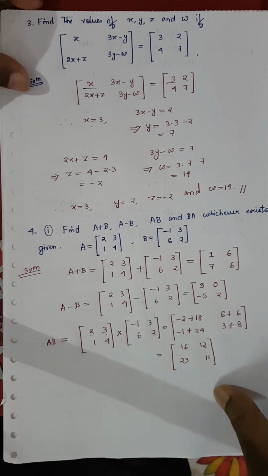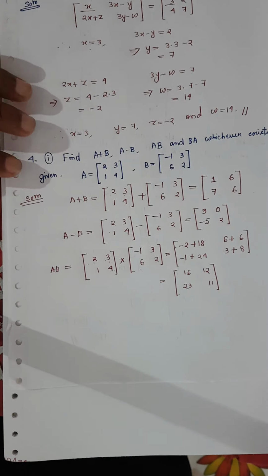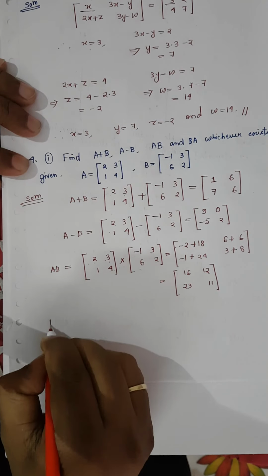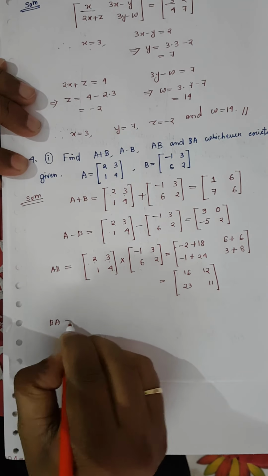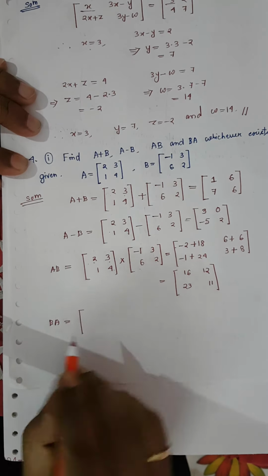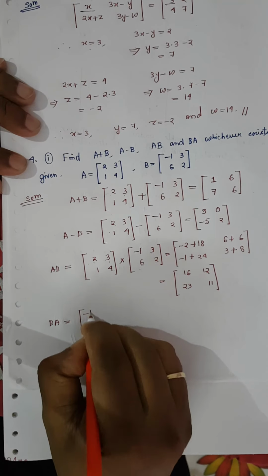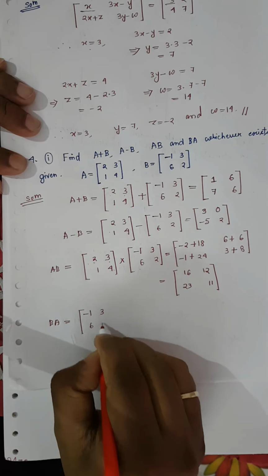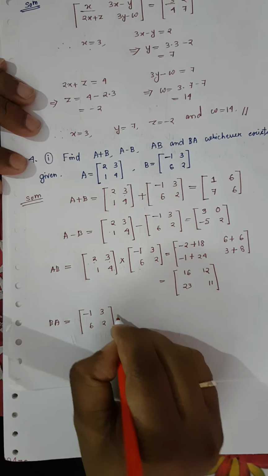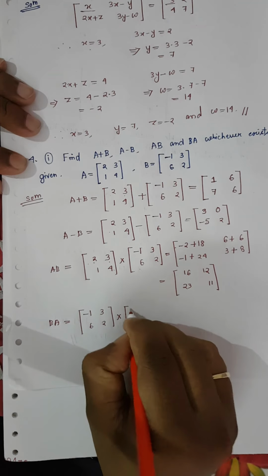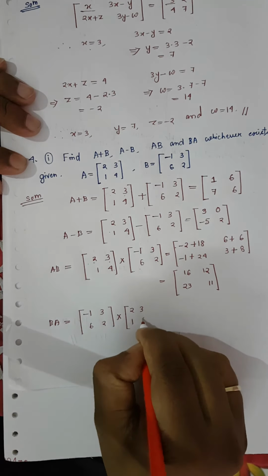Now you need to find out the product BA. How to find BA? To find BA, here B is the first matrix, so minus 1 3 6 2 multiplied by 2 3 1 4.